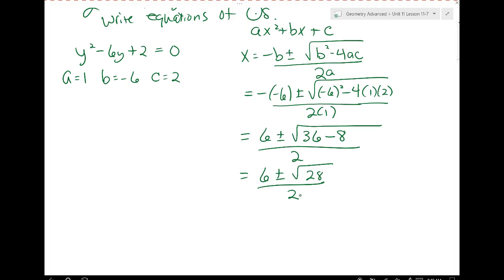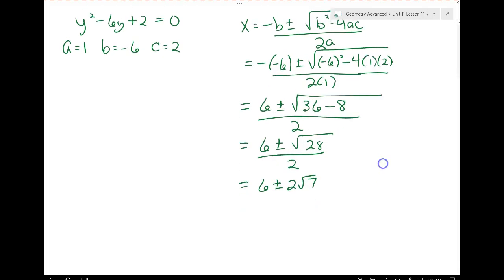What do I have to do first before I can do anything else mathematically? I have to simplify my radical. The rules stay the same. Radicals have to be in simplest form. So when you're doing that, you got 6 plus or minus the square root of 28. What perfect square number comes out? 4, right? What's the square root of 4? 2 root 7, all over 2.